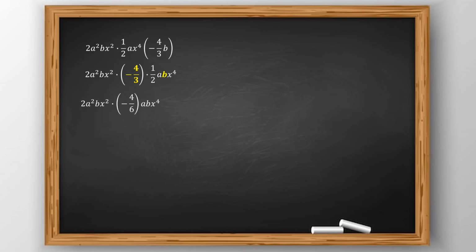Now, we're going to do this multiplication, and we see that we get 4/6, which can be simplified to -2/3. Now, we're going to do basically the same thing we did in the first step, because we're going to multiply the coefficients. So 2 times 2 is 4, and 3 times 1 is equal to 3. So we have -4/3 as our coefficient.